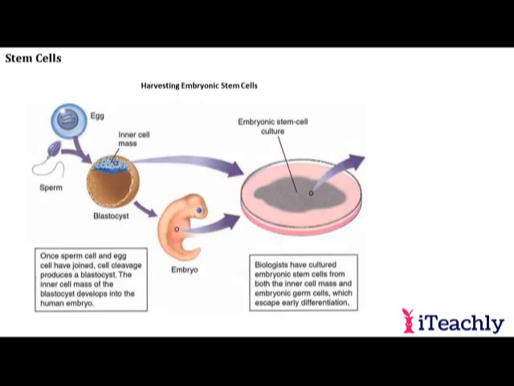All right, once the embryo produces these embryonic stem cells, they can culture them, take them out, and then use them to make whatever kinds of tissues are needed.